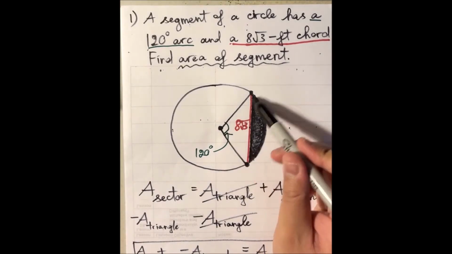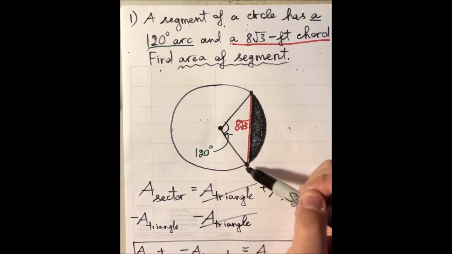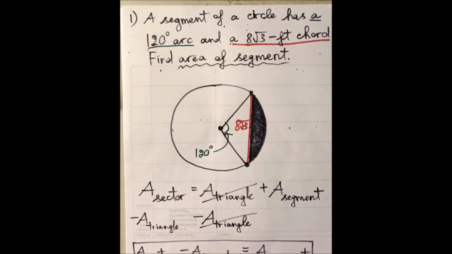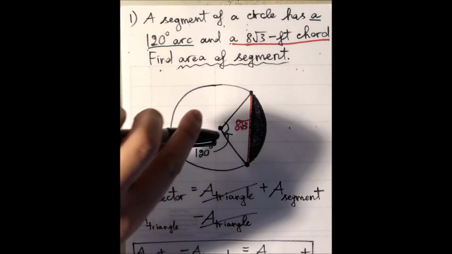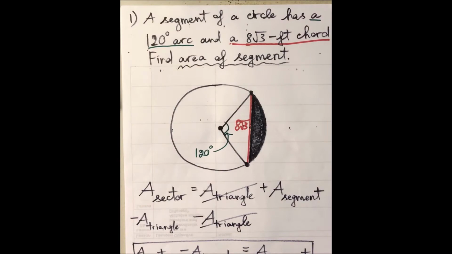So this right here is the radius, or the radii. We don't know the radius because we're not given that. And the one in red is the chord, 8 times square root of 3 feet. And this right here is the central angle, 120 degrees.